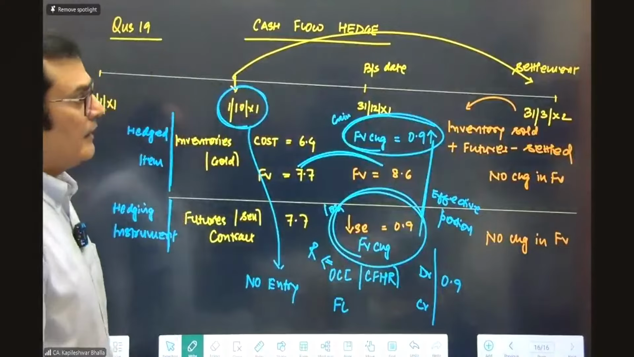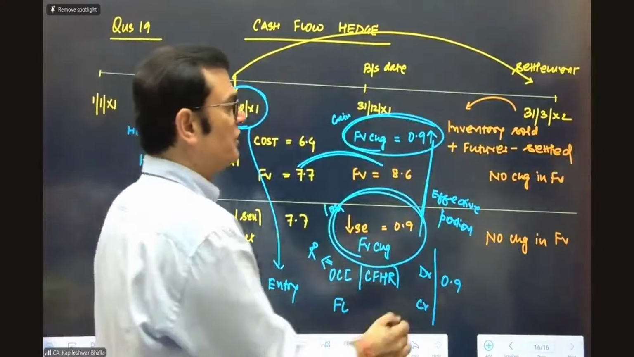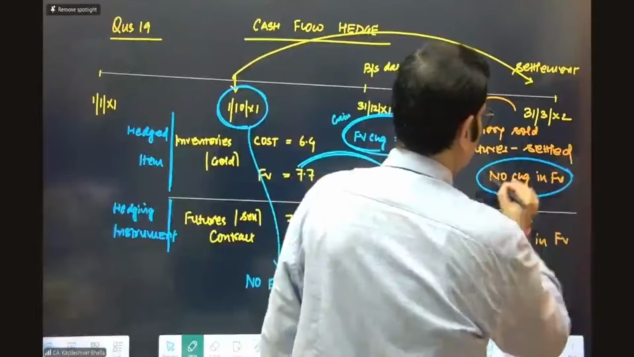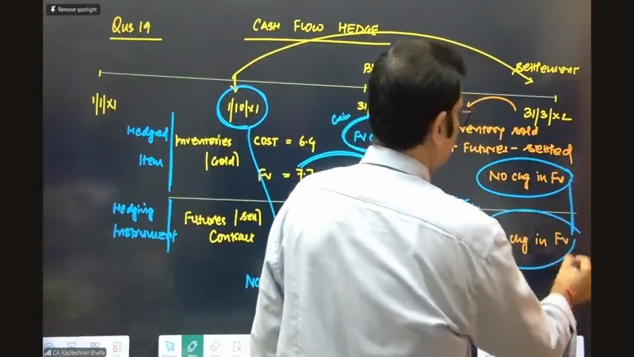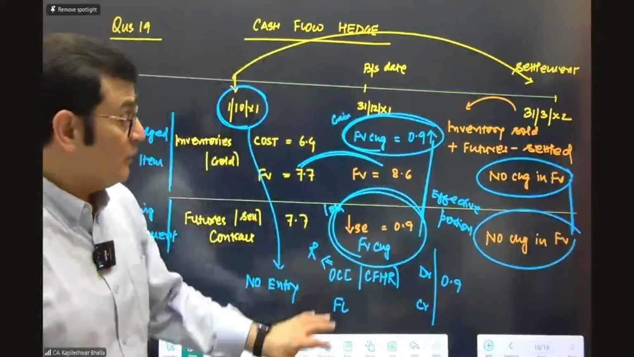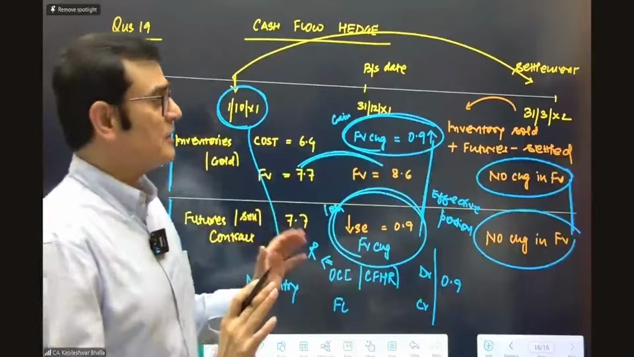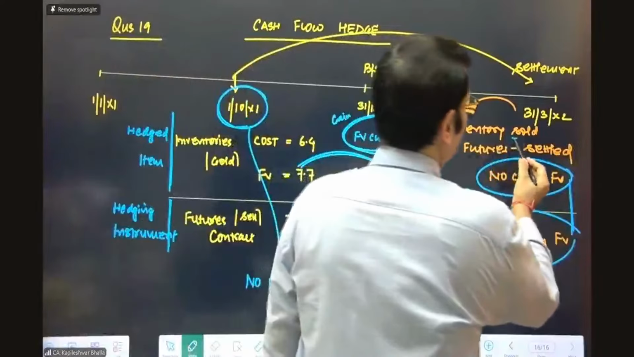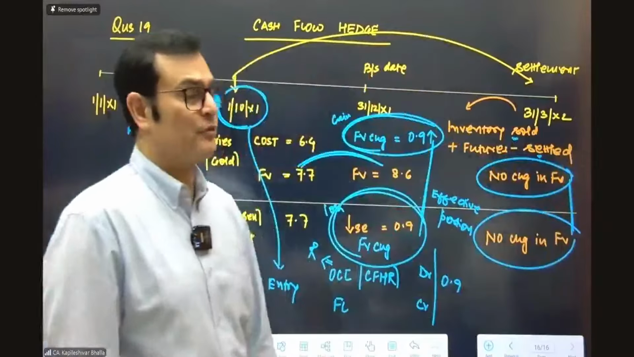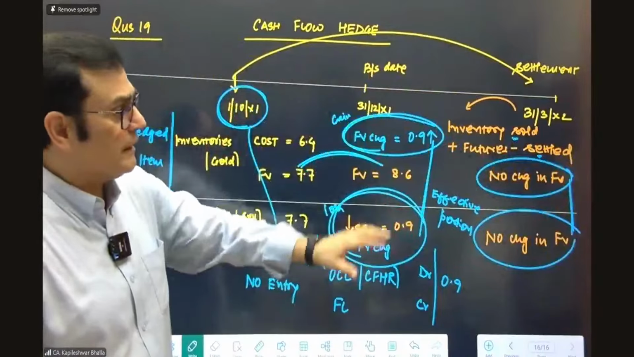Great. And then if you notice, there has been no changes in the fair value. If there has been no changes in the fair value, there is nothing to be compared. So we don't need to put any entry for a comparison of the fair values. But now we just need to record the sale of the inventory and the settlement of the futures contract. So let's see what will be the entries for sale of inventory.